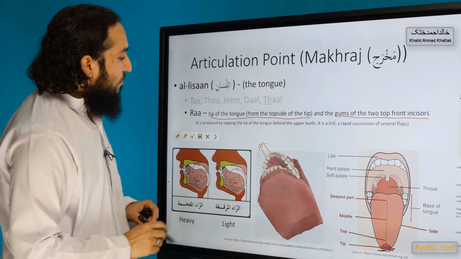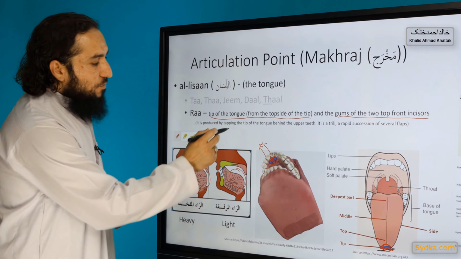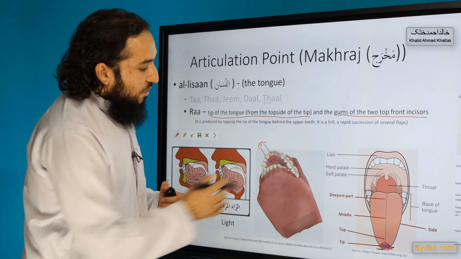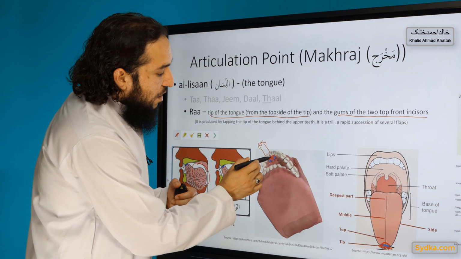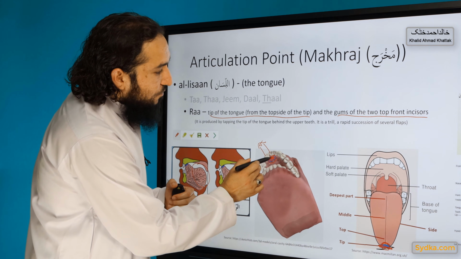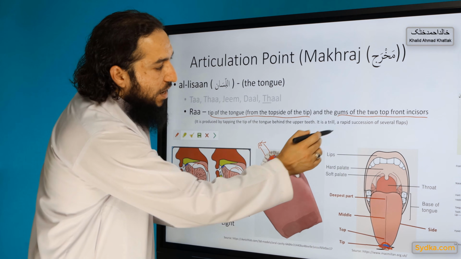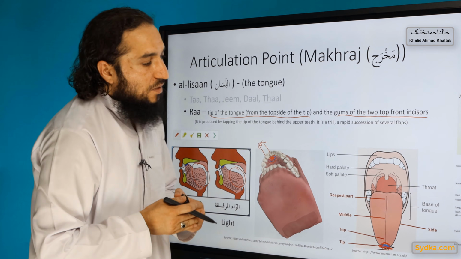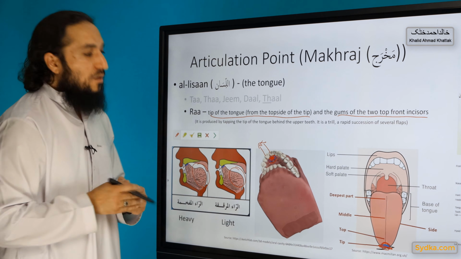Okay, how is it produced? It is produced by tapping the tip of the tongue behind the upper teeth, and it is a trill, meaning a rapid succession of several flaps. Okay, ra, r.